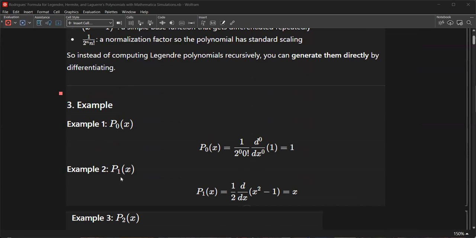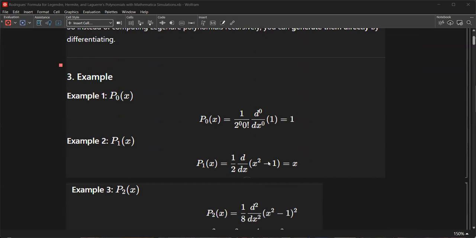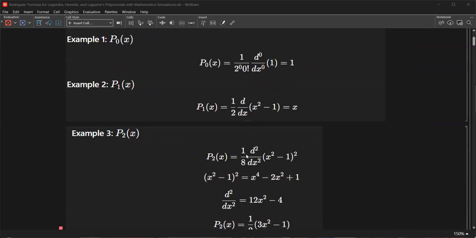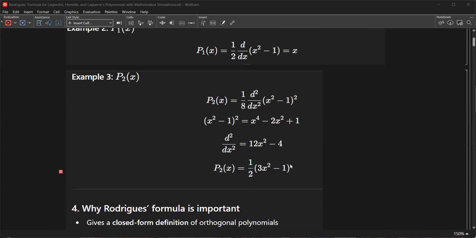If n is equal to 1, by substitution this is equal to 1 half. Then we have the first derivative of x squared minus 1. So for n equal to 1, this is equal to x. If n equal to 2, we substitute here: 1 over 2 squared times 2 factorial, which is 1 over 8. Then the second derivative of x squared minus 1 squared. We simplify and have 1 half of 3x squared minus 1.